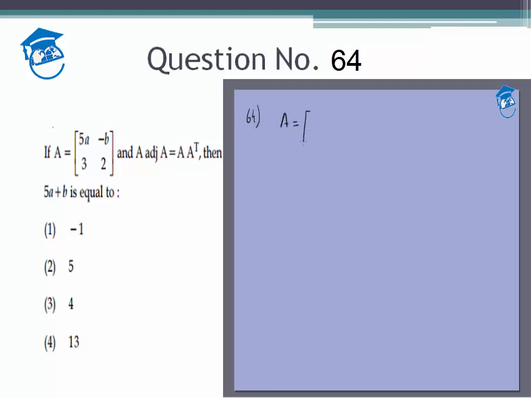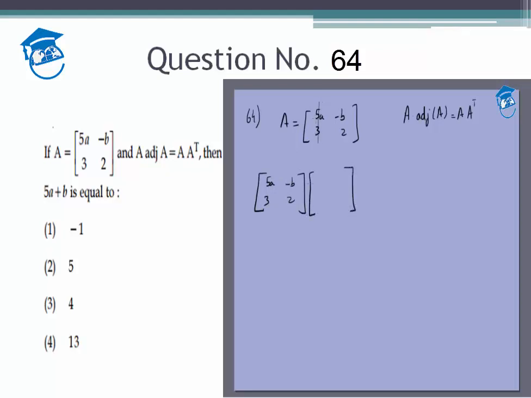A is equal to the matrix [5a, -b; 3, 2], and we are given that A times adjoint of A is equal to A times A transpose. Now since this is just a 2 cross 2 matrix, it's actually quite easy to calculate adjoint of A, so we'll just write down the whole equation and solve it. So what we get is the matrix [5a, -b; 3, 2] multiplied by the adjoint of A.